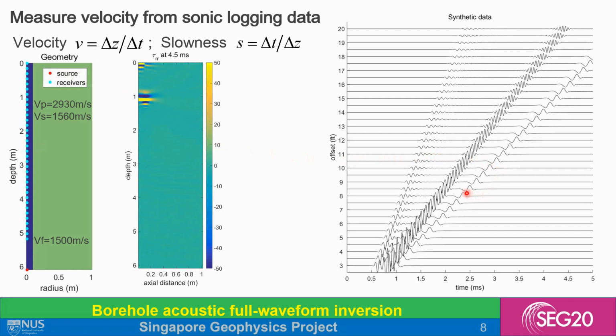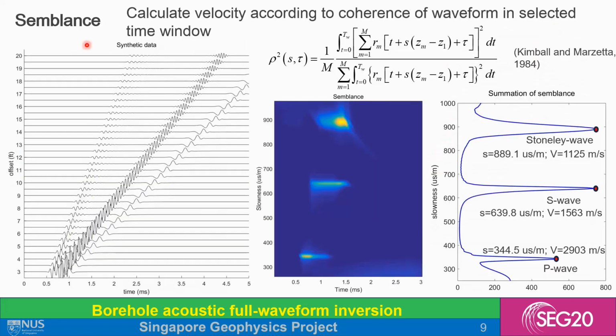The idea of the traditional method to obtain velocity or slowness of the elastic waves is by measuring the slope of the first arrived waves in the data. The standard method to measure slopes of the elastic waves is Semblance.